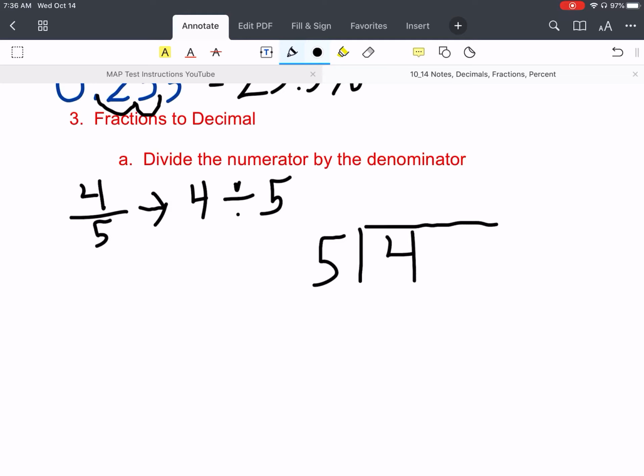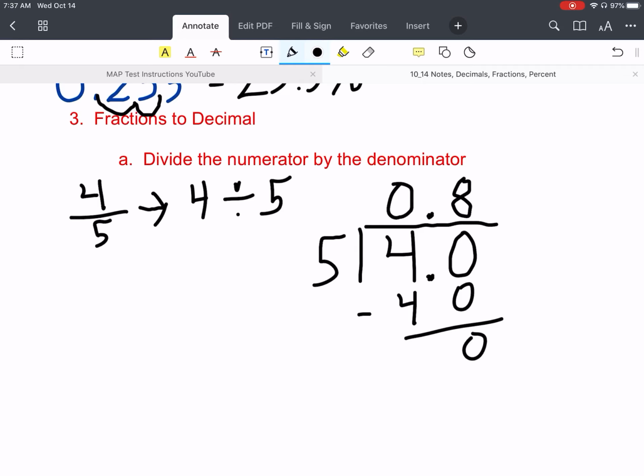And this can be tricky for those of you who have never done this before. So we are going to set this up, and we're going to actually make this 4.0 because we're going to have it as a decimal. So in long division, the decimal points are going to be straight on top of each other. So we can see that 5 goes into 4 0 times, but now 5 goes into 40 8 times. And 8 times 5 is 40, and that is our perfect decimal.